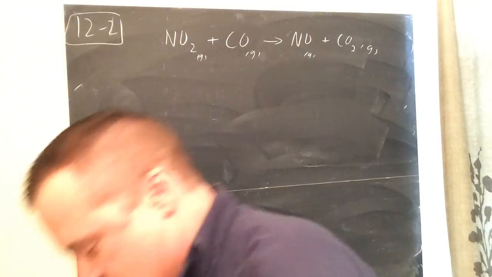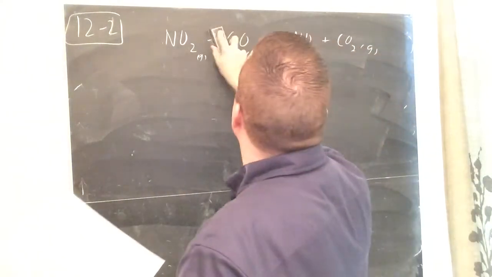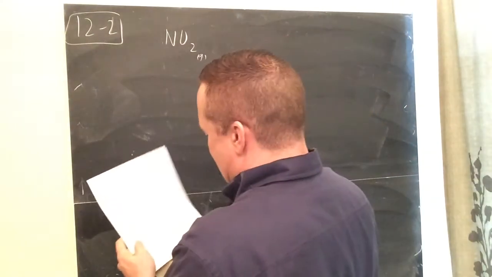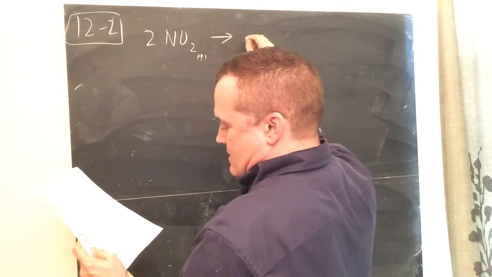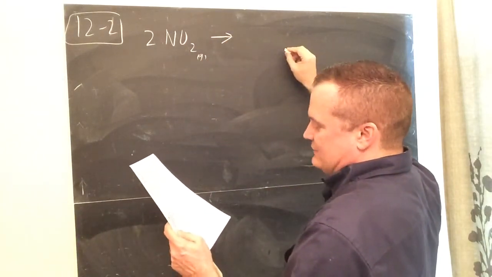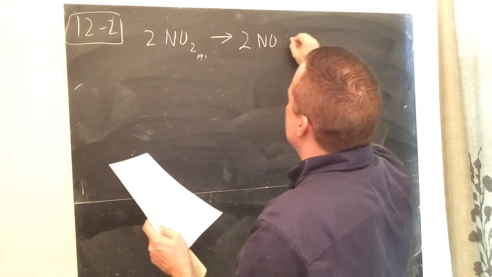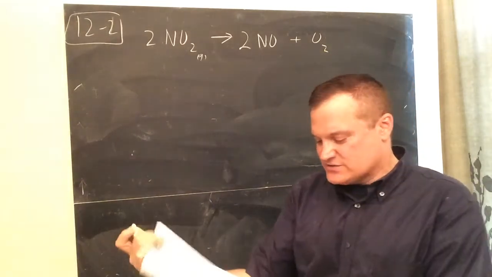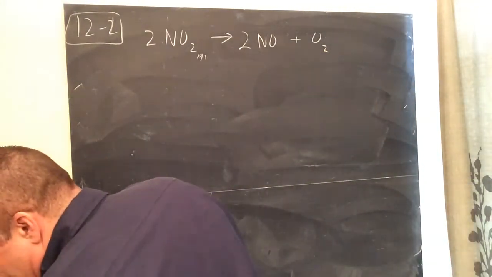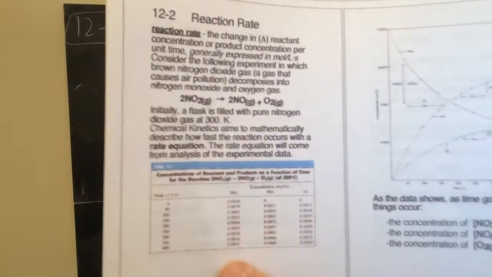In 12.2, if you blow your notes up, you can look at this chart right here. 2NO2, nitrogen dioxide gas. They bump into each other. They collide. You can put NO2 plus NO2 gives you 2 nitrogen monoxide plus oxygen gas. And what they're doing is they're showing you some data. As time goes by, they're showing you what happens to these things.